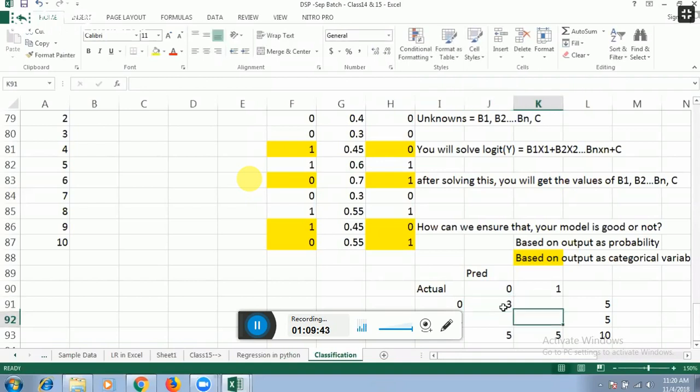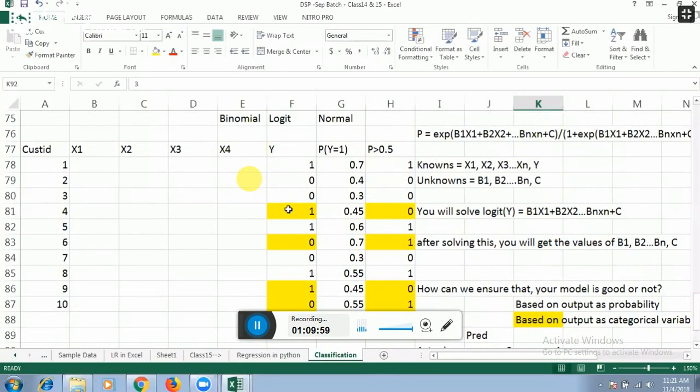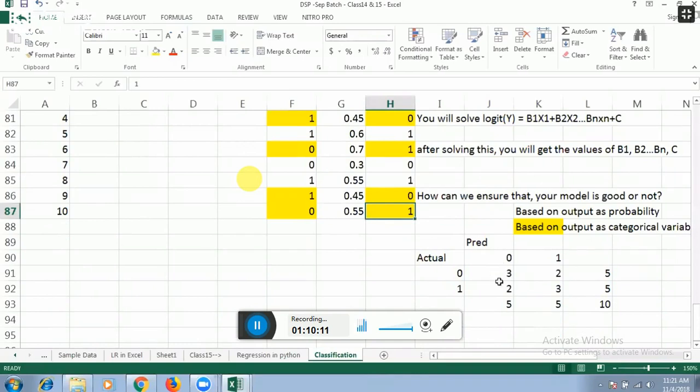Okay, and how many ones did you predict as ones? 3. That means 2 zeros were predicted as ones and 2 ones were predicted as zeros. Correct? Because if you look at this one, it was predicted as 0, and this one was predicted as 0, and similarly this 0 was predicted as 1, and this 0 was predicted as 1. Correct? So this is what we got.